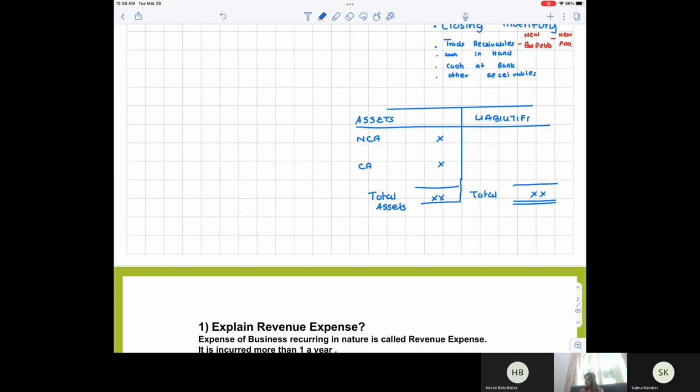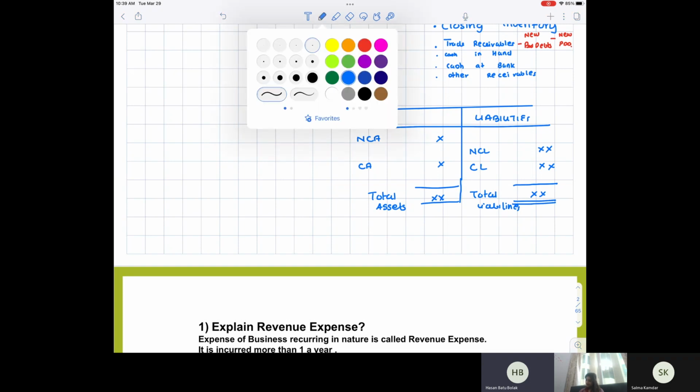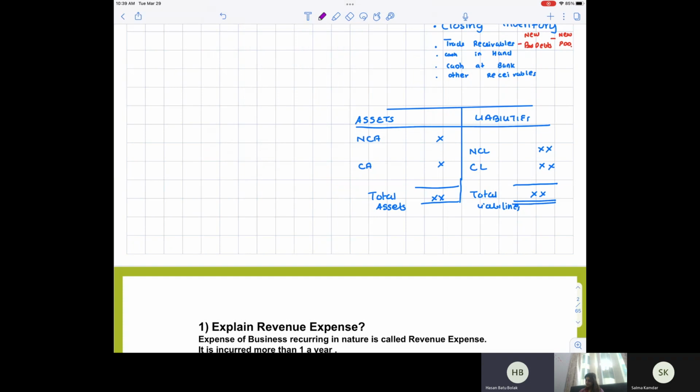Do you know the three sections that come on the liability side? You mean current, non-current liability, and then... Aren't they only two? One is current liability, one is non-current liability, and I'm not sure about the third one. Think. Will it be capital?